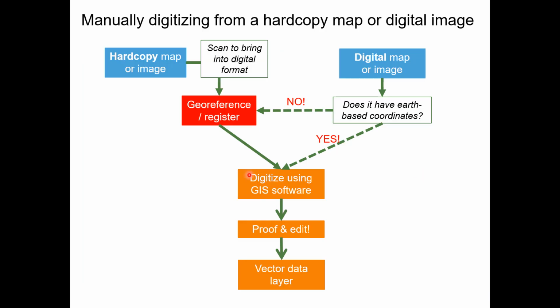So hopefully, if you're thinking about this, all of this should make sense now. You might have to scan hard copies to make them a digital image. You might have to georeference data, which we'll talk about in the next video. But once you basically have digital data, and that digital data has spatial properties, a coordinate system tied to it, then you can use those data sets to digitize and basically create a final vector data layer.